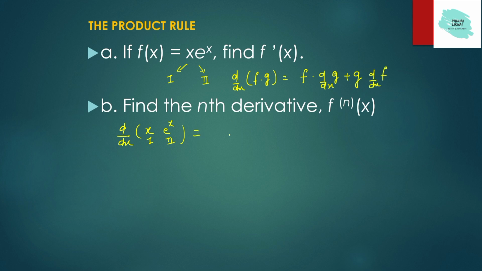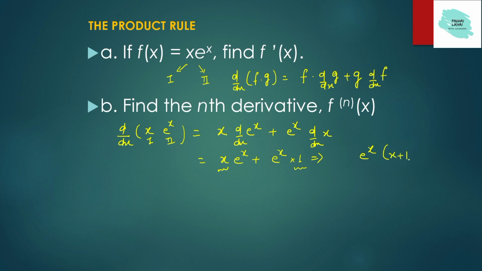According to the rule, keep the first function, differentiate the second one, plus keep the second function, differentiate the first one. So what do you get? x, and you already know the differentiation of e^x is e^x, plus e^x, and the differentiation of x is 1. Hence, take e^x common. Here x will be there and here 1 will be there. So x plus 1. This is the final answer.